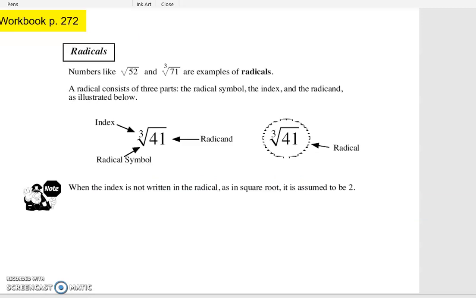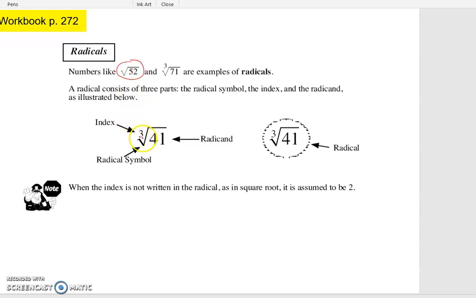The first thing we're going to talk about is what radicals mean. When I'm talking about square roots, cube roots, and some of the words I will be using here, when you see a number like the square root of 52 or the cube root of 71, we're talking about this entire number and what it will represent. That's what we're going to try to find out.